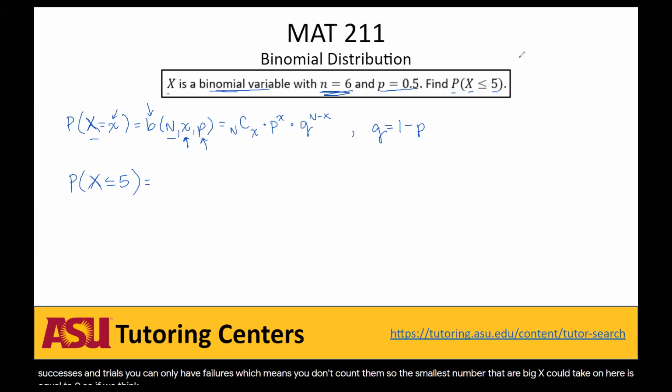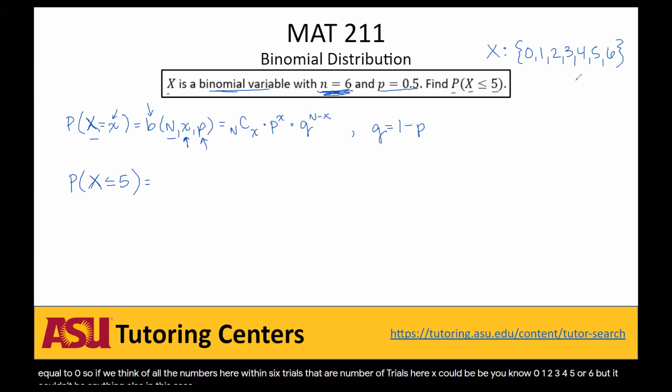So if we think of all the numbers within 6 trials, our number of trials here, X could be 0, 1, 2, 3, 4, 5, or 6, but it couldn't be anything else in this case. So if we want that x is less than or equal to 5, then we're looking for the range of numbers here from 0 to 5.